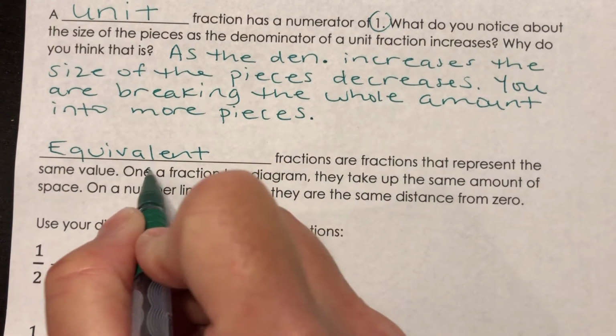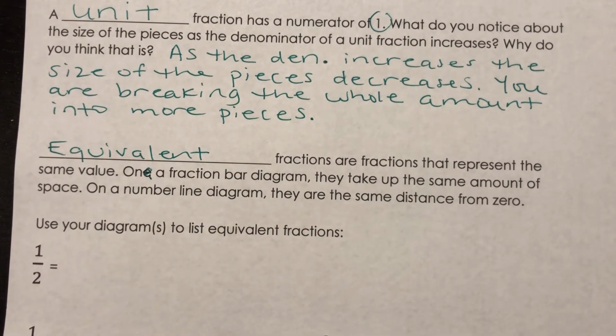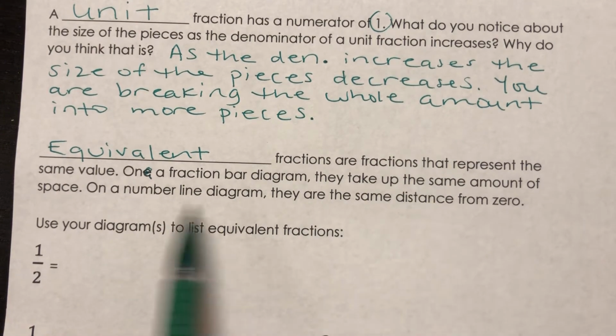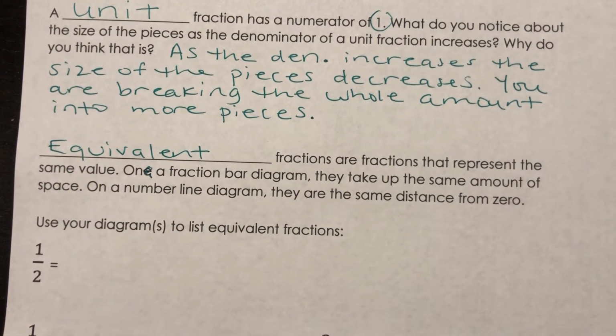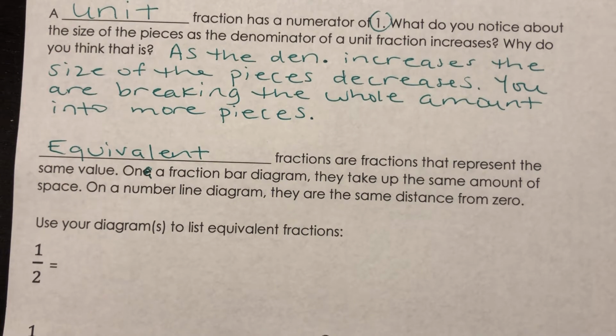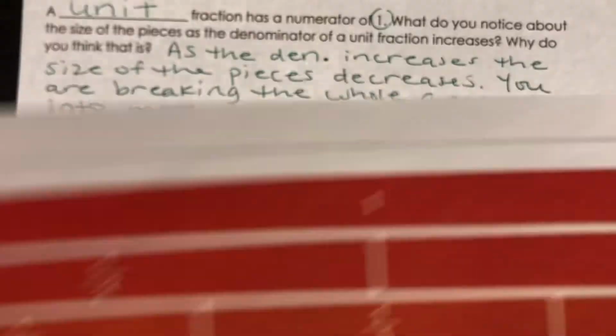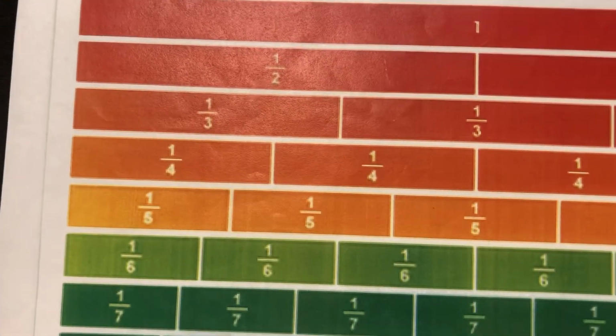On a fraction bar diagram, I shouldn't say one. Hopefully I'll have yours fixed by the time I post this. On a fraction bar diagram, they take up the same amount of space. On a number line diagram, they're the same distance from 0. So equivalent fractions represent the same value. And it says that on a fraction bar diagram, they take up the same amount of space.